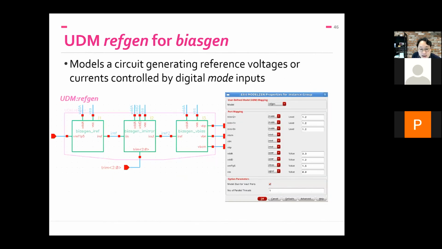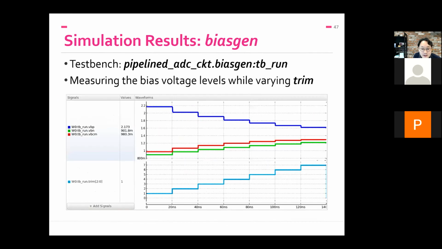There are multiple ways of mapping this to UDM, but the simplest way is just to select the whole thing, say, this is a reference generator that will produce 3 voltages, VBCM, VBN, VBP, and these trimming bits are just digital mode bits. And the rest are either power and ground. Okay, that's it. And when we generate the model, we will get the functional model that has the same template I explained, and its output level will change as a function of the trimming bits. If people are interested, I can show the actual demo of everything that I'm explaining right now.